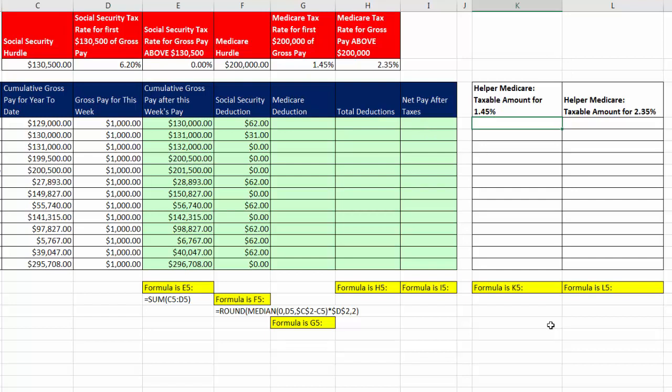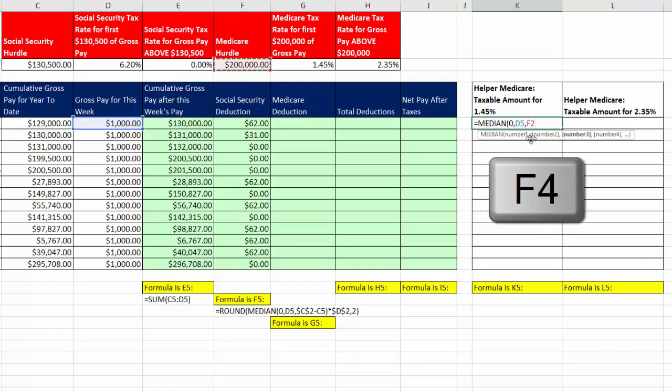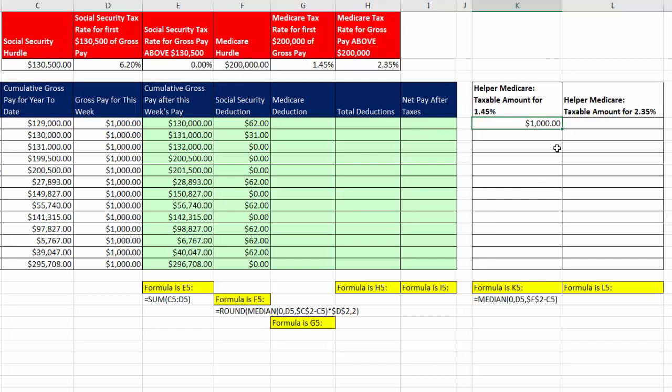Well, we know when we have that situation, we can use the median function. It's going to be 0, comma, or it's going to be the full gross pay for this week, comma, or it's going to be the correct hurdle. In our case, Medicare. The hurdle needs to be locked, so I hit the F4 key. I subtract from that hurdle whatever the begin cumulative was. That's a relative cell reference. So now I close parentheses, Control Enter, and copy it down.